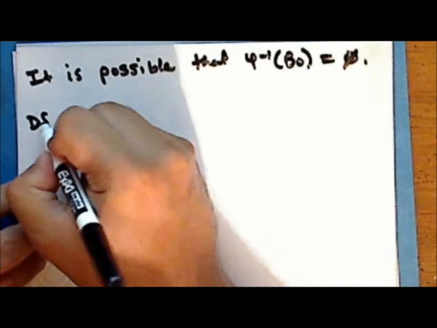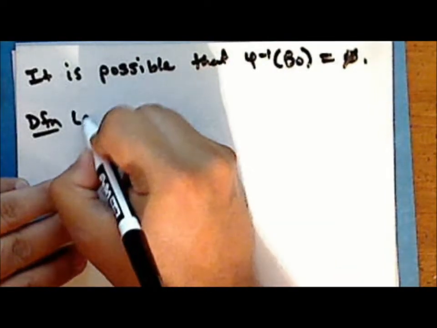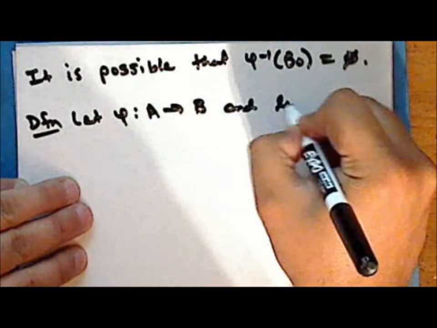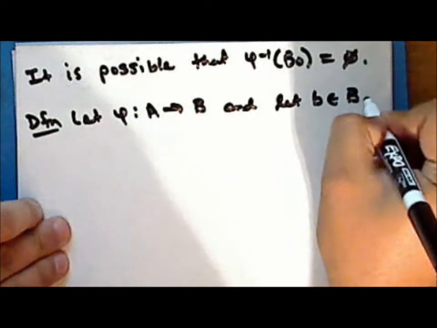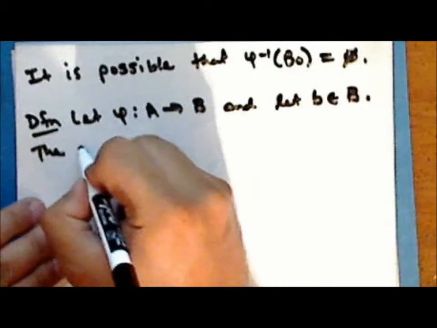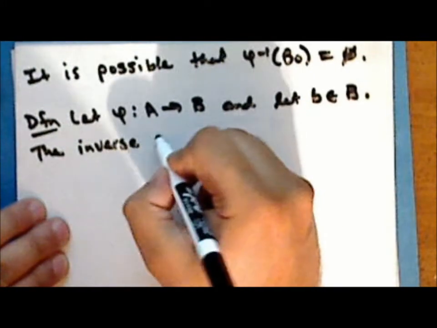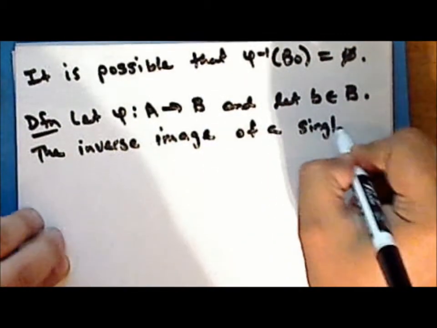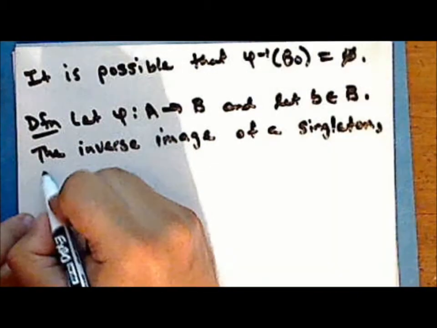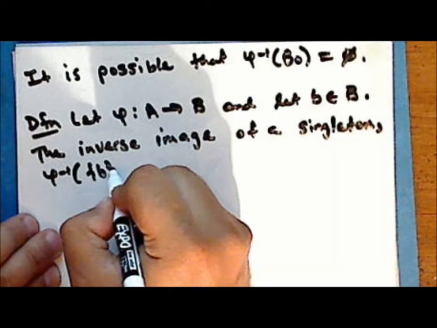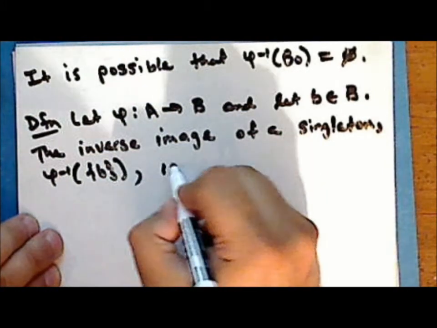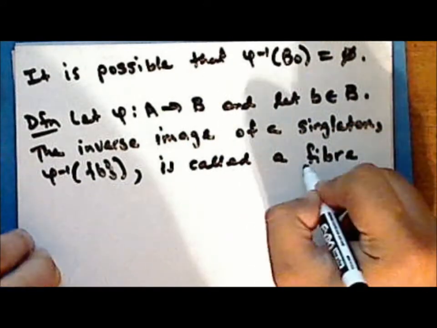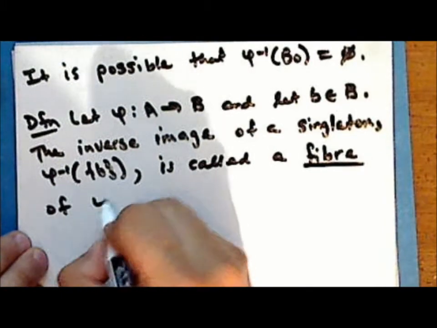Okay, so new definition. Again, let phi be a map from the set A into the set B, and let B be an element in the codomain B. The inverse image of a singleton, phi inverse of the singleton set containing an element B of the codomain, is called a fiber of the map phi.